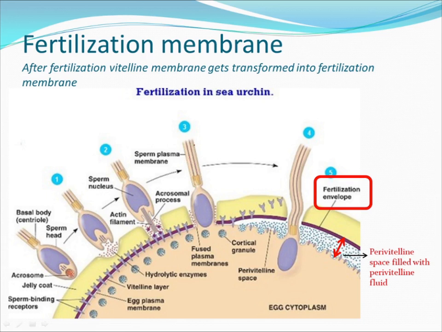Here you can see the sperm is penetrating into the egg, that is called fertilization, and after fertilization the vitelline membrane is getting lifted off from the plasma membrane. This is the plasma membrane, and the vitelline membrane is getting lifted off from it, and a space is formed in between the vitelline membrane and the plasma membrane. This space is called the perivitelline space and it is filled with a fluid called perivitelline fluid.